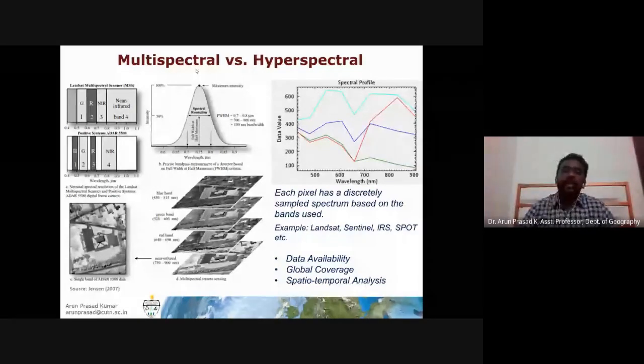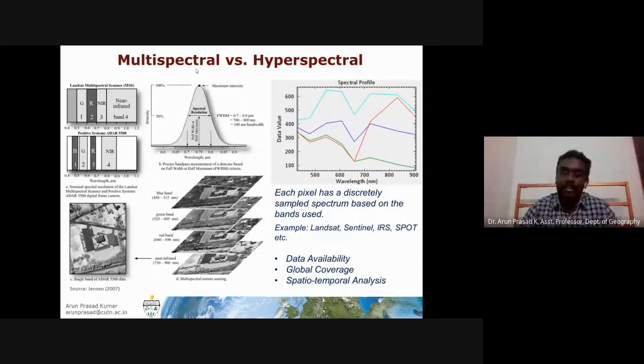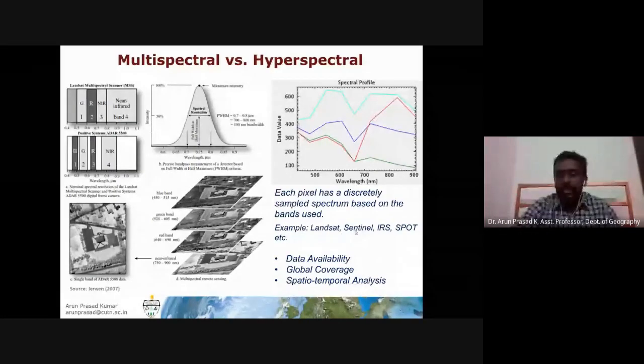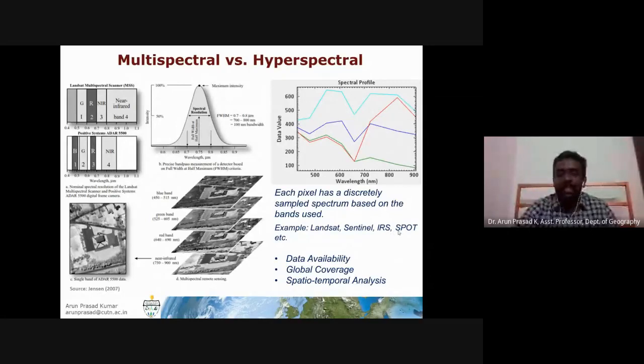And for spatio-temporal analysis, if you want multi-temporal data, say every 3 days, then multispectral is the obvious way of obtaining it because of the large amount of data that already exists. Some of the most prominent satellite systems available are Landsat from USGS, Sentinel from ESA, the European Space Agency, the IRS series from ISRO, and SPOT from CNES. These are some of the different sensors available for multispectral remote sensing.